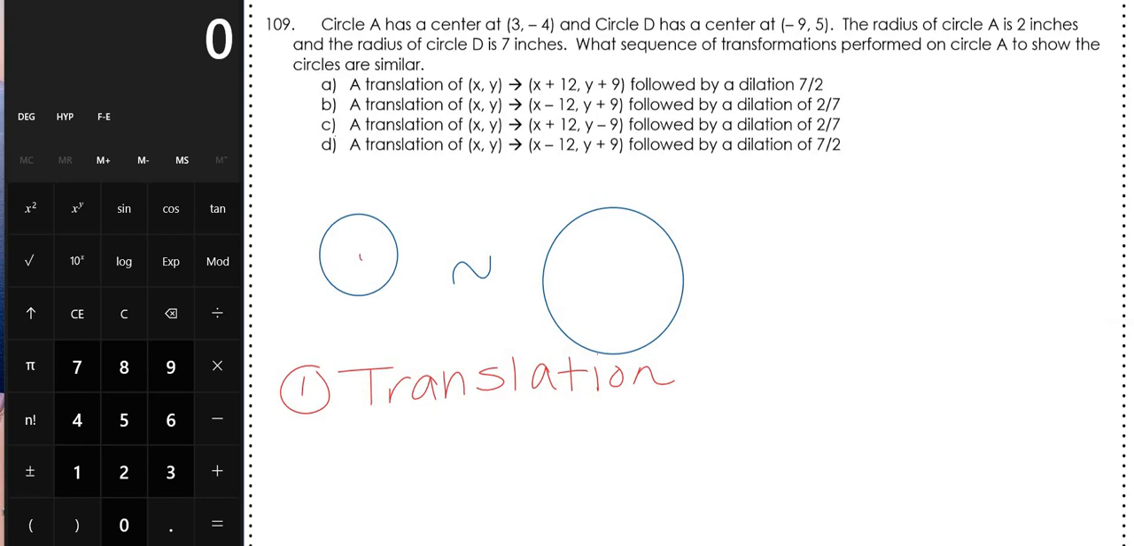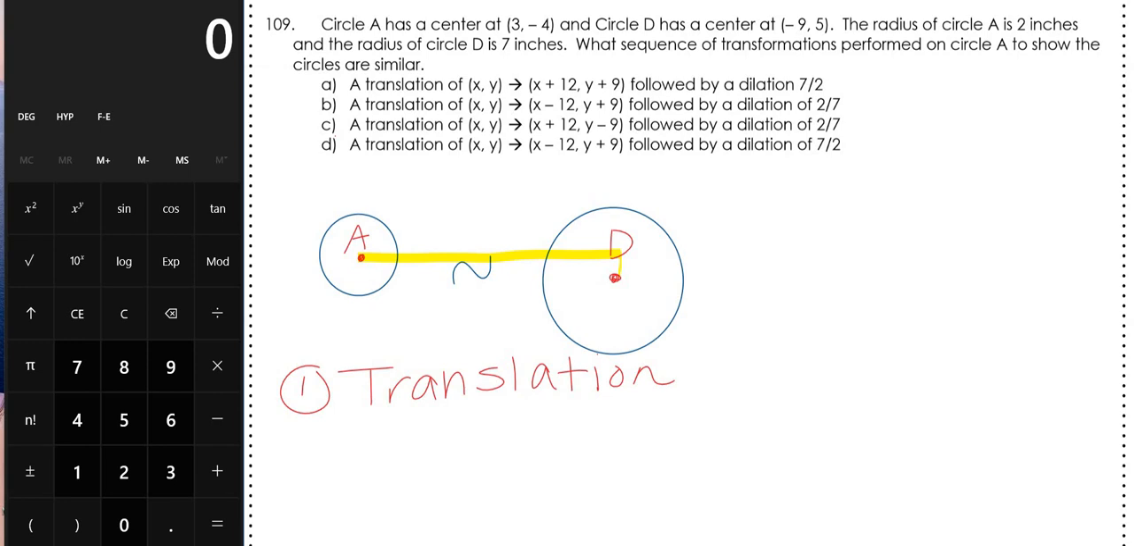So if this is circle A, and the other one is circle D, and we name circles by their center coordinate, what you want is for the center of A to fall onto the center of D. So in this little visual, I would slide it to the right, and then I would slide it down a little bit so that the centers map onto each other. That's the first thing that you would want to do.